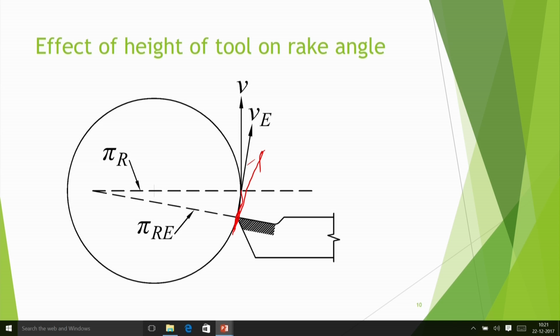Earlier the same tool, when it was here, had some rake angle. This is how it was going. But now I have moved it down, so it is like that. And you can see that earlier there was less gap between the surface and the flank surface, now this angle has increased. That means relief has increased and rake has reduced. Rake has reduced, so that means somewhat less easy flow of the chips.